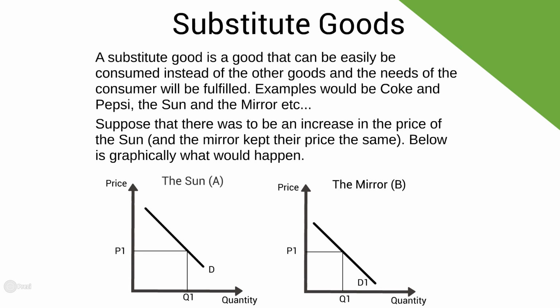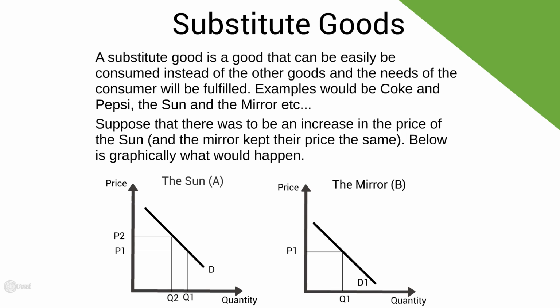Initially, the price for the Sun is P1, and this leads to a quantity demanded of Q1. For the Mirror, the price is also P1, and this leads to a quantity demanded of Q1. The Sun then increases their price from P1 to P2. This increase in price results in a movement along the demand curve, leading to a lower quantity being consumed. The change in the price for the Sun is a change in the price of other goods for the demand curve of the Mirror.